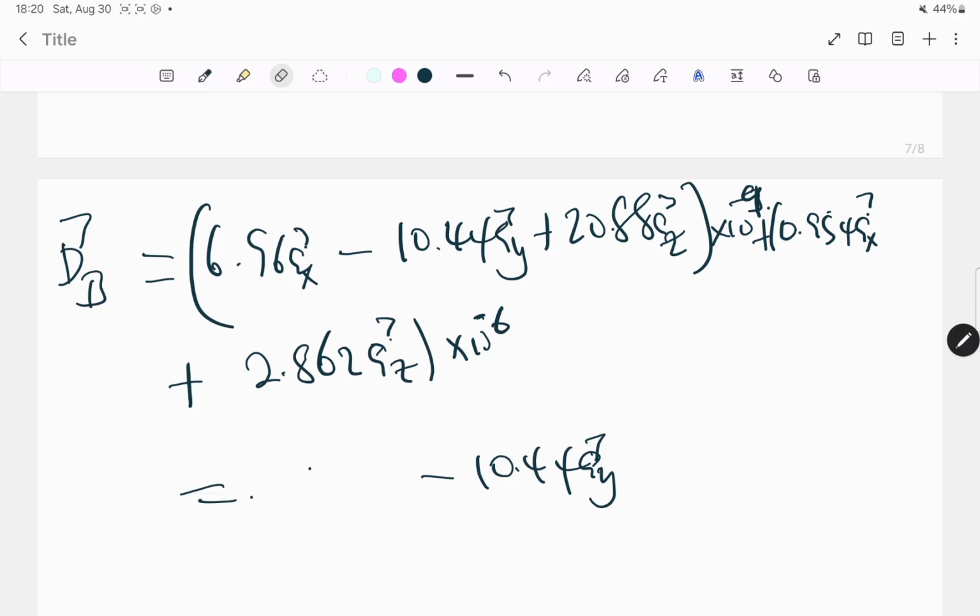So now if we have here to be 6.96 times 10 to the power minus 9 plus, let me just, this plus 0.954 times 10 to the power minus 6. Okay, 9.7.